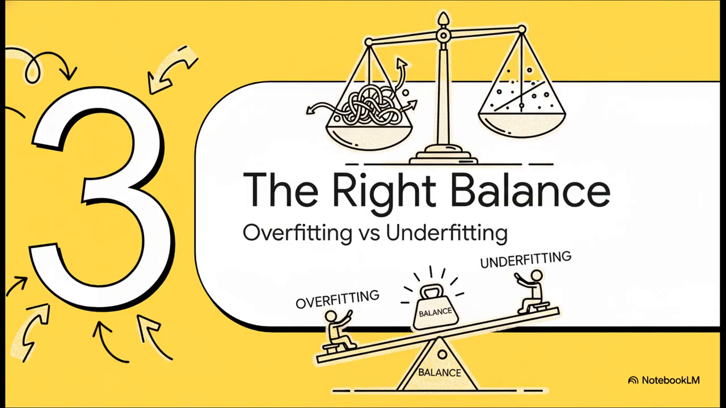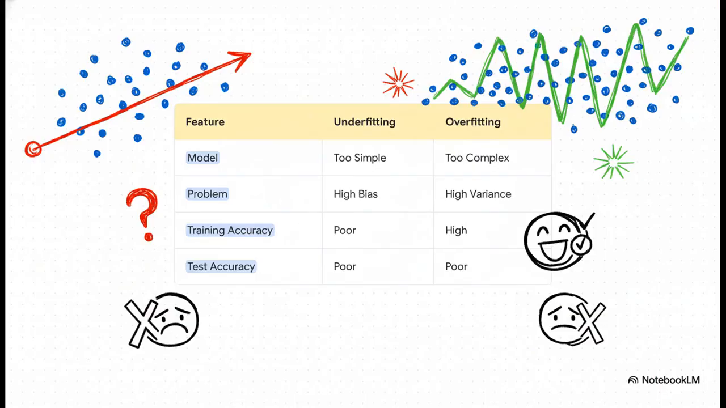It's brilliant. At the end of the day, this is all about finding a really delicate balance, because overfitting isn't the only problem you can have. It has an evil twin: underfitting. And this table just lays it all out perfectly. On one side, you've got underfitting. That's a model that's way too simple, it has high bias, and it performs poorly everywhere, on training and test data. On the other extreme, you've got our friend overfitting. The model's too complex, has high variance, and only does well on the data it memorized. And notice, for both of them, the test accuracy is poor.